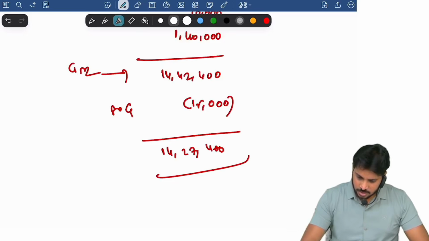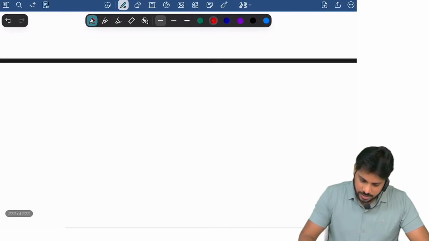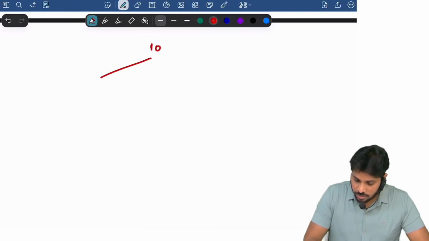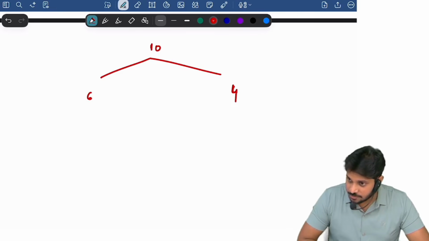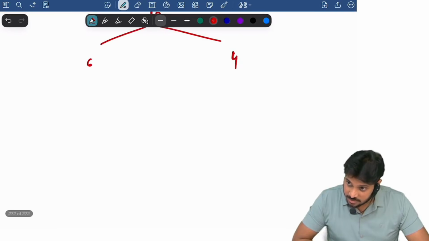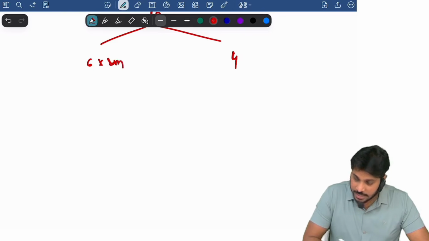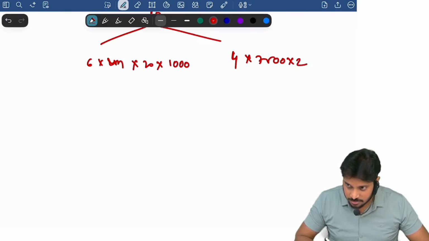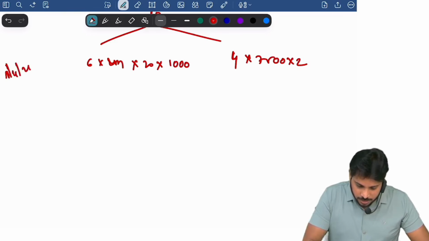Now let's calculate. Look at how many heavy goods vehicles there were. How many vehicles originally? 10 on 1st April. Out of that, 6 vehicles were heavy goods vehicles and 4 were light goods vehicles. Remember, these 6 vehicles were there in April and May fully, for 2 months. Multiplied by 20 tons, multiplied by 1000. This is multiplied by 7500 into 2 months. Only for April and May I am computing, from 1st April to 2nd May.